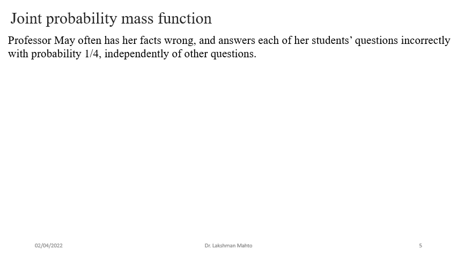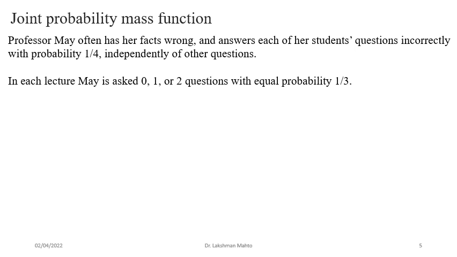And it would be independent of other questions. That means if you ask one question, there is a probability of 1/4 that the answer would be wrong. And if you ask the next question, it would be independent of the first question. There is no dependence. That situation is given here.